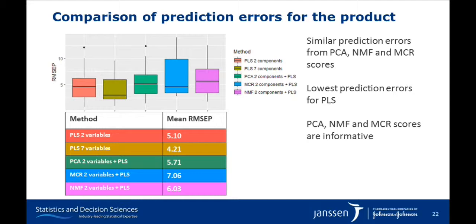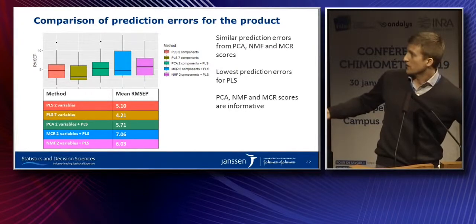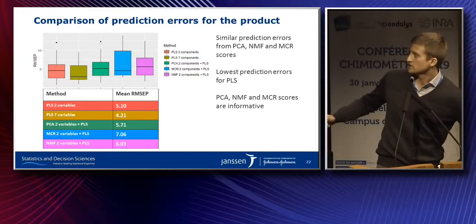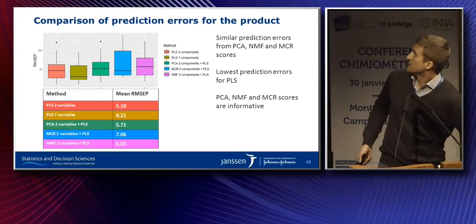So the results of those two methodologies to calculate prediction errors can be summarized in this table, where you can see the mean root mean square error of prediction for all the 11 batches, for simple PLS with 2 and 7 variables, and for the scores of PCA, MCR, and NMF, followed by PLS.